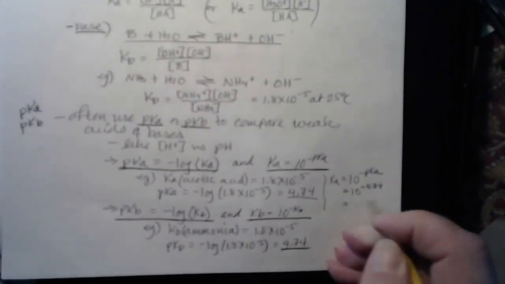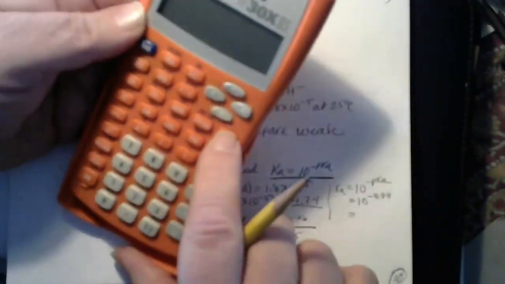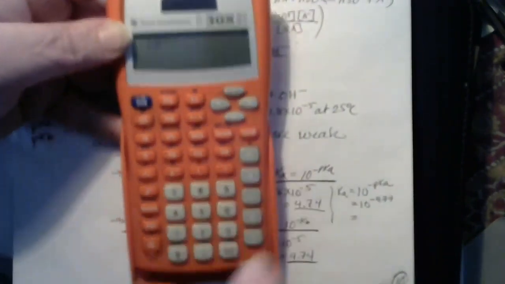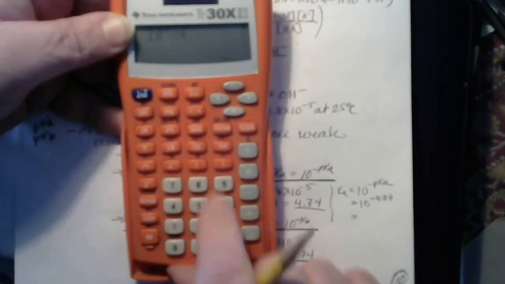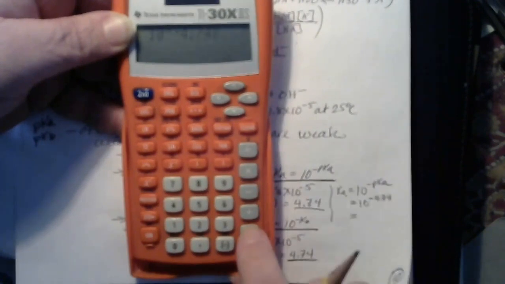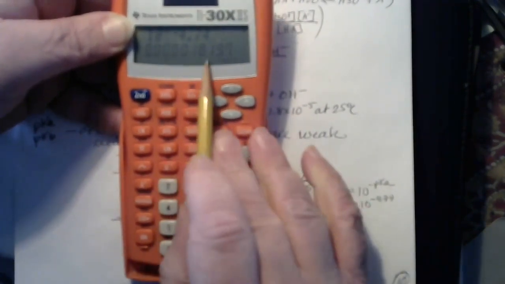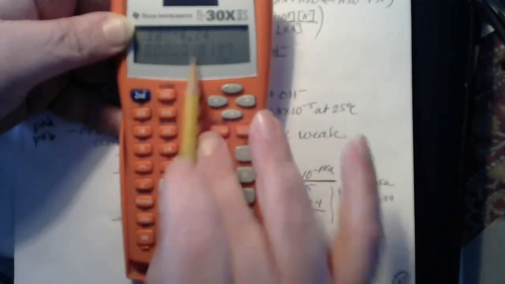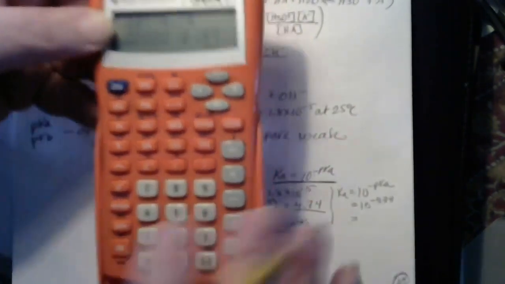And guess what you get if you put that into your calculator? 10 raised to the power of negative 4.74 equals 1.8 times 10 to the negative 5. So it works.